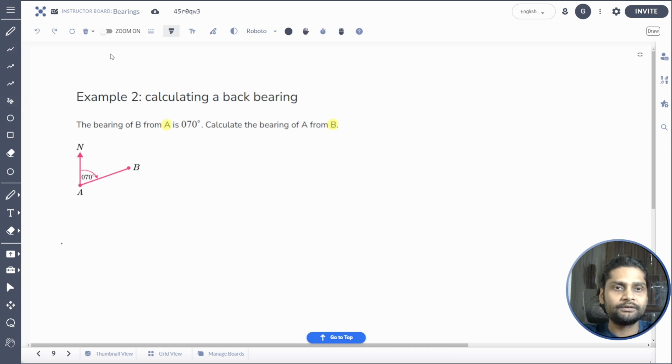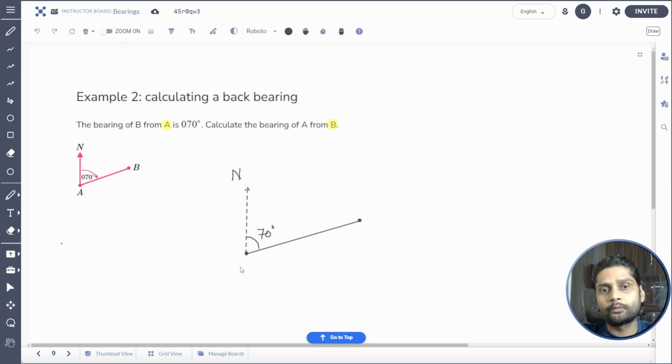So if I now redraw the situation, I'll draw a bigger diagram here. First of all we have one point A and the other point is B, and we are given the bearing of point B from A initially to be 70 degrees. This is the original situation given to you. Let me draw that. This is my north line in the upward direction, the two points are connected like this, and the given angle here is 70 degrees.